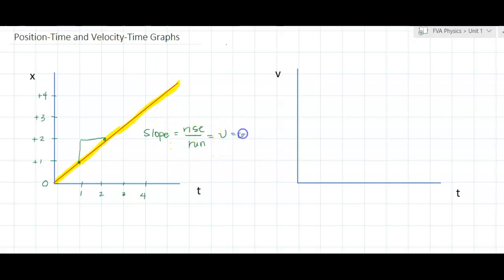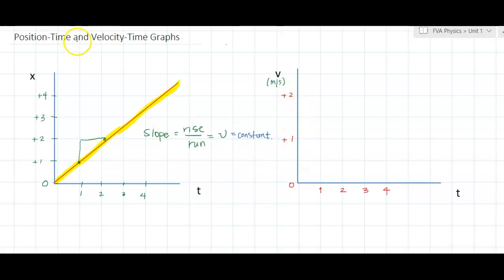So it's constant. So over here on my velocity graph, this is zero velocity, and then I'd have positive velocities up this side. So the numbers on this vertical axis represent how fast and in what direction the object is moving. Remember, the unit of velocity is meters per second.